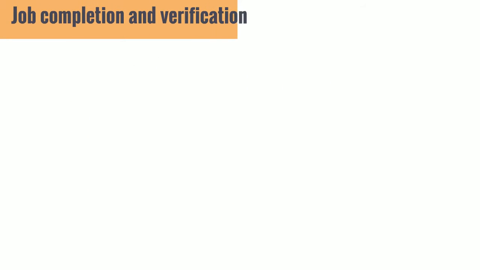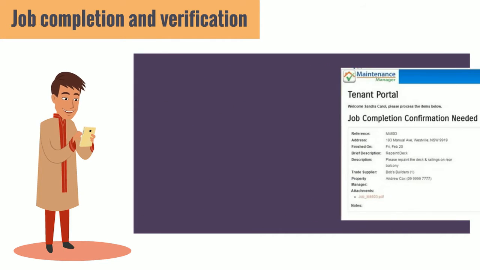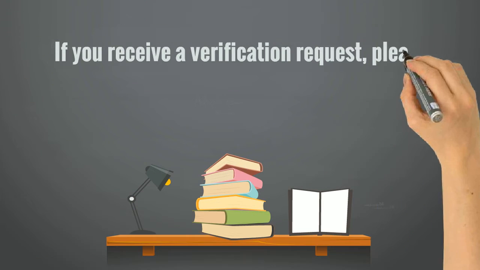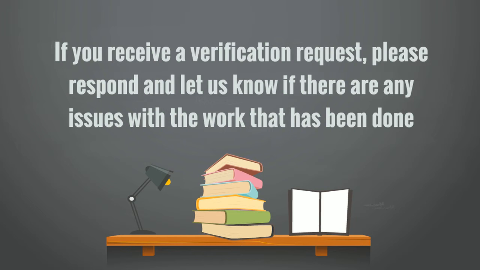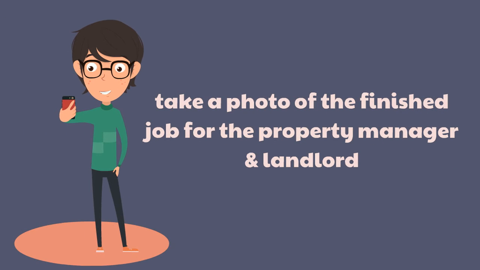Once the maintenance issue has been attended to, you may receive an email to advise you that the trade supplier has informed us that the job is complete. If you receive a verification request, please respond and let us know if there are any issues with the work that has been done. You can confirm completion either using the app or the email link. Please attach a photo of the finished job for the property manager and landlord.